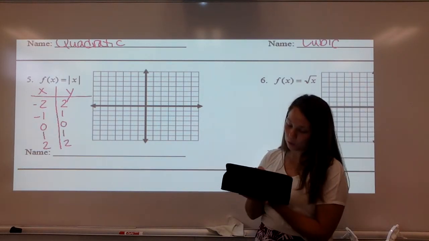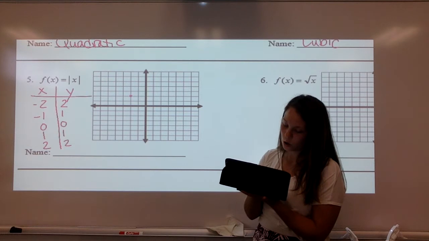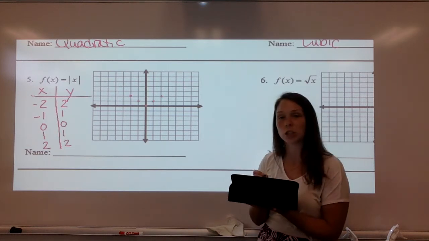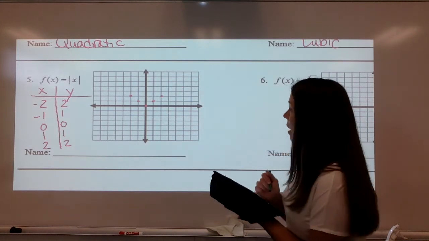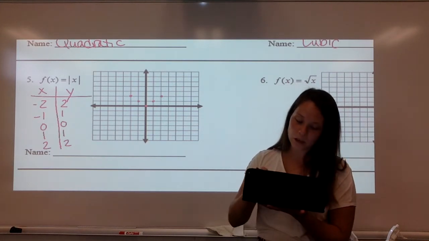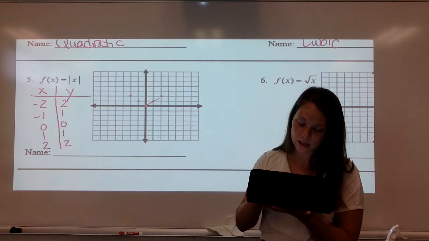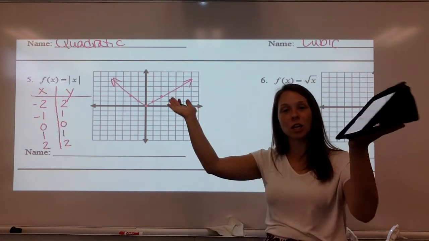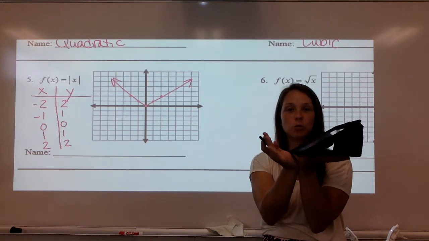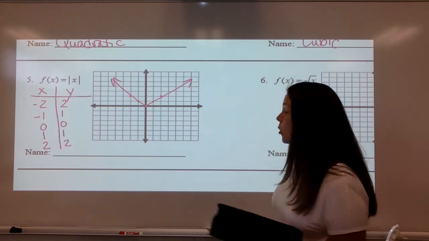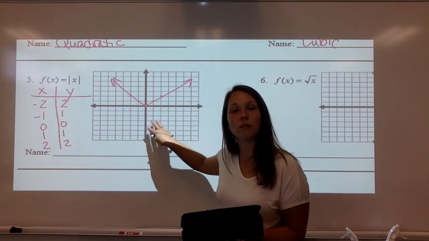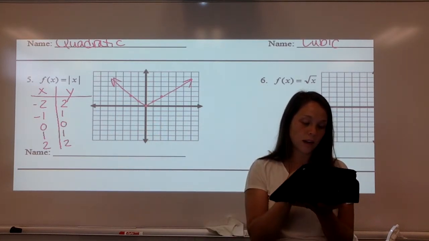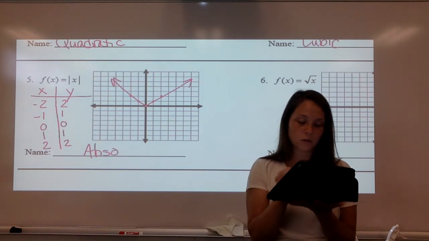So plotting these points here, we begin to get dots that look very similar to our quadratic function. But this is absolute value, and we know it's absolute value because when we connect these dots, we connect them with two linear lines that connect at the point 0, 0, and it looks like a V shape. So I always remember what the absolute value functions look like because they always give me the V shape, which is a part of the name. Absolute value.